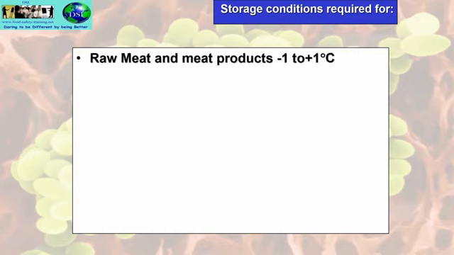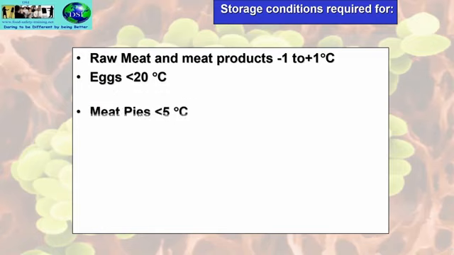Storage conditions required for raw meat and meat products. These must be held at -1 to +1 degrees C. Eggs, less than 20 degrees C. There is no requirement these days for eggs to be refrigerated. In fact, when you're using them in the kitchen, it's far better when they're at room temperature.